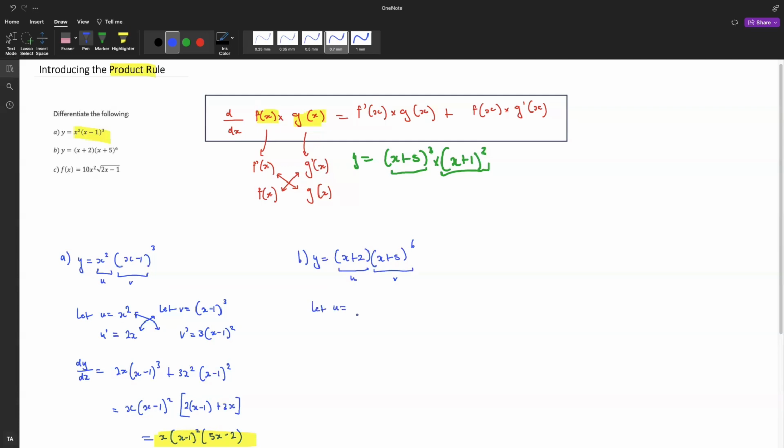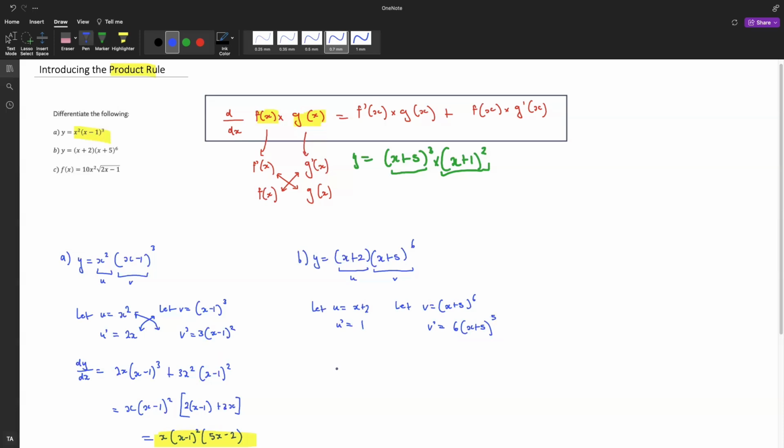Let u equal x plus 2. That means that u dash, or the derivative of u, is just 1, right? And then we've got to let v equal (x + 5) to the power of 6, which means that v dash, or the derivative of v, is equal to 6 (x + 5) to the power of 5.